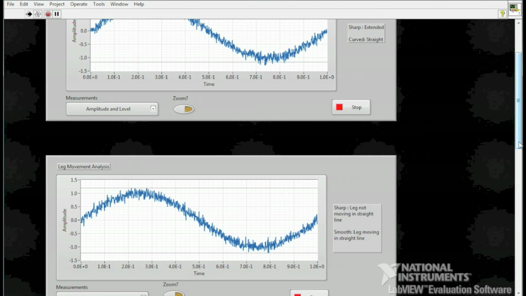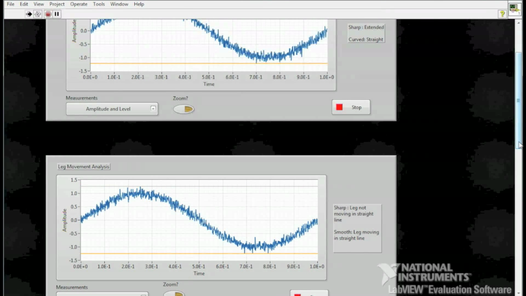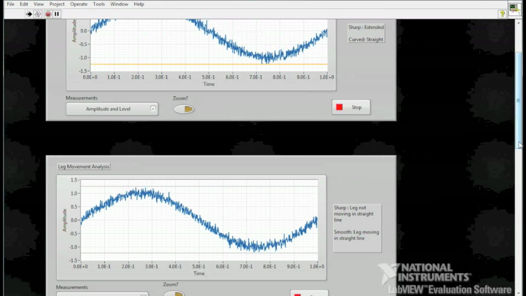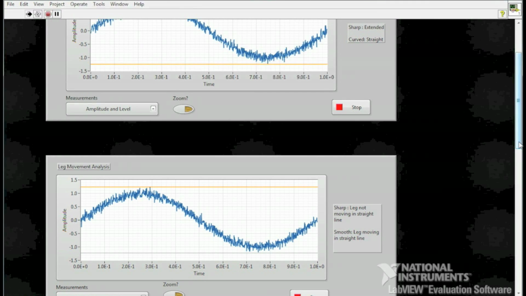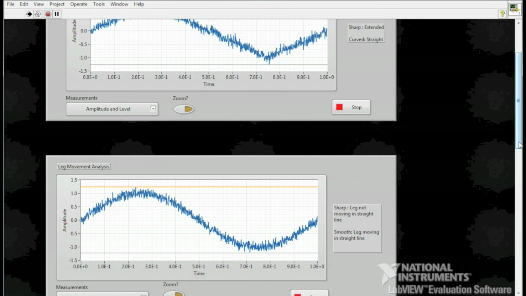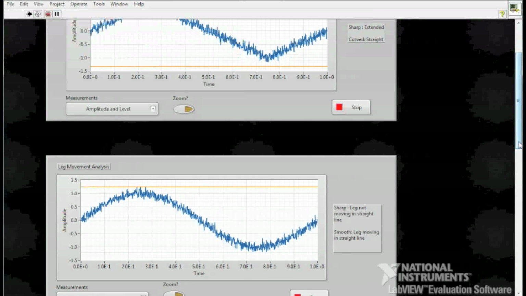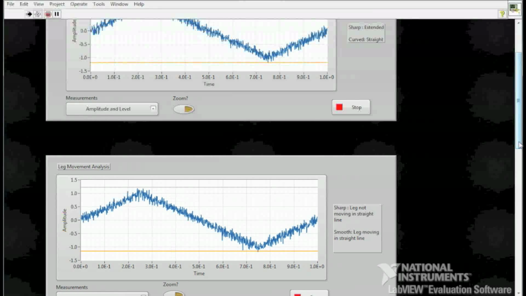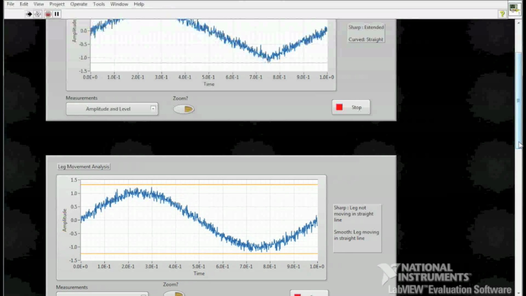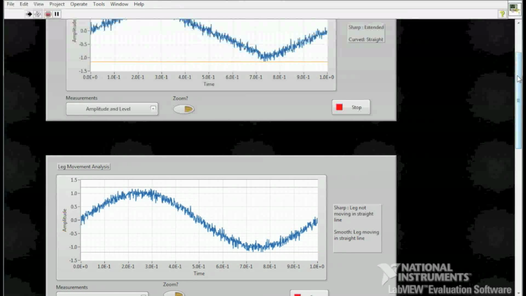Now, if my leg is moving in a straight line, you will see a continuous smooth sine wave. However, if my leg is moving in an awkward position, we will see a sharp line. And this is not what we want. We should always strive to get a smooth sine curve.